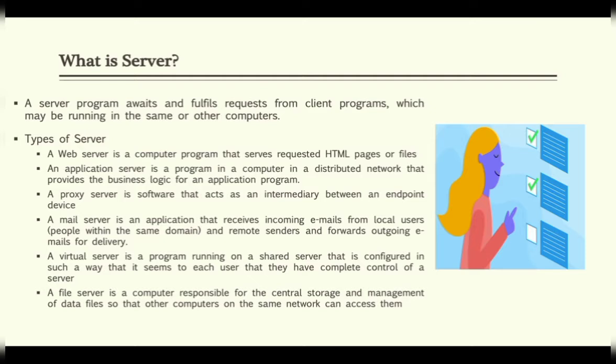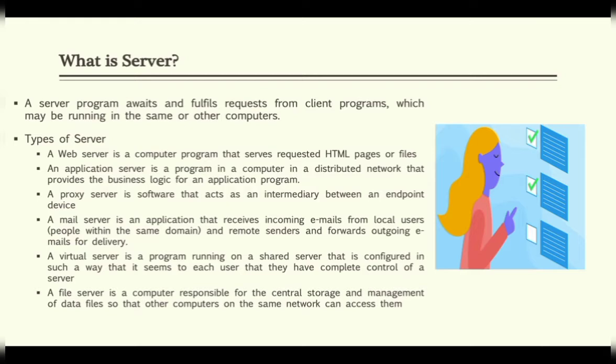And what is mail server? Mail server is nothing but it is an application that needs to receive incoming emails from the local user or remote user. The same way we can send the emails from the local machine or remote machine, that is called mail server. What is file server? File server is nothing but it is a central storage and management of the data files. So we can store the data from one location to share the data from another location, that is called file server.